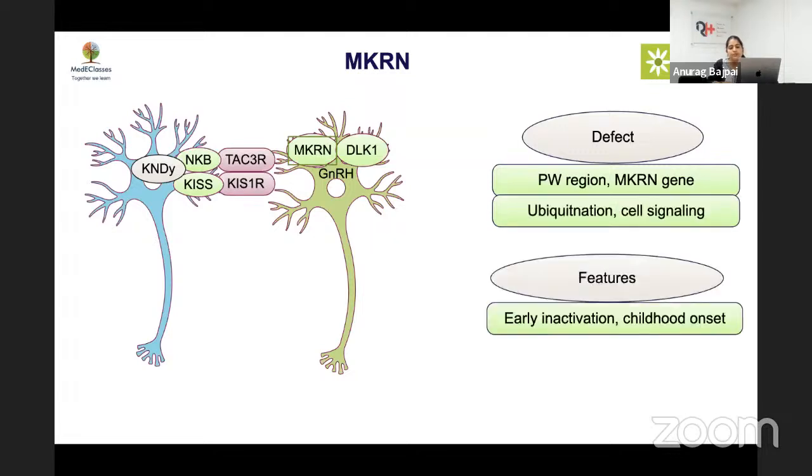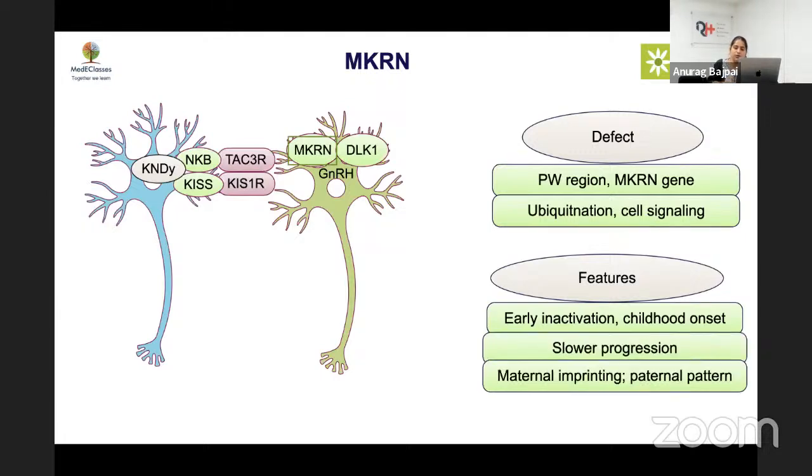It is due to the early inactivation of the inhibitory signals. So the onset is generally in the childhood age group, and it has a very slow progression. As I already mentioned, it is a maternally imprinted inheritance. It is due to the paternal defect, and it is associated with esotropia, clinodactyly, and dental defects.